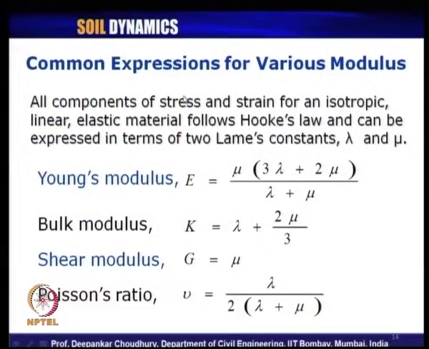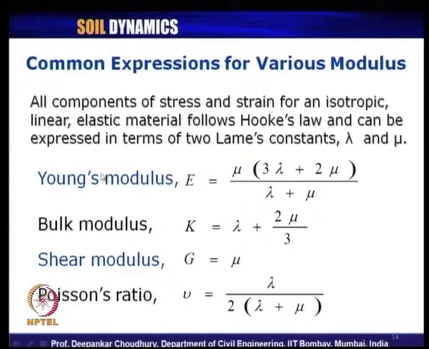Now, before we simplify these equations further, let us go through quickly our known expressions for various moduli, which we have studied in our solid mechanics courses, definitely in our undergraduate curriculum. All components of stress and strain for an isotropic linear elastic material follow Hooke's law, and that can be expressed in terms of two Lame's constants. Lame's constants are denoted by these two symbols, lambda and mu.